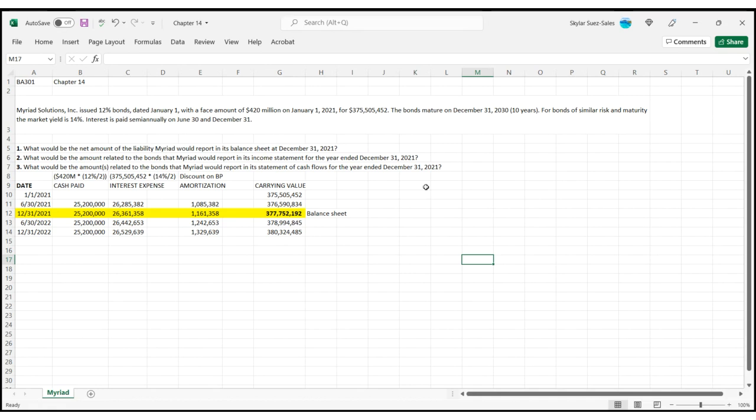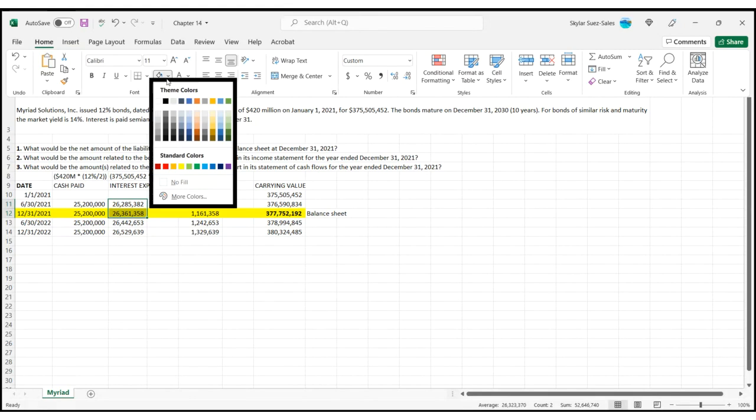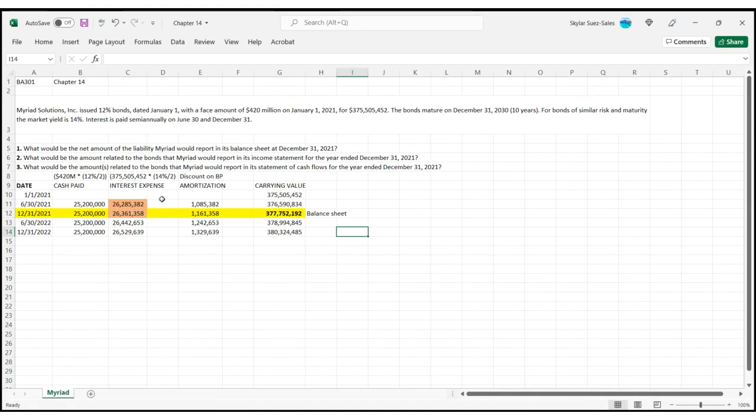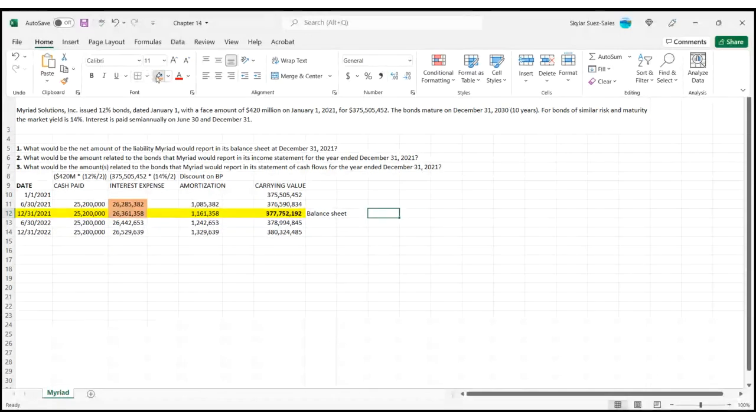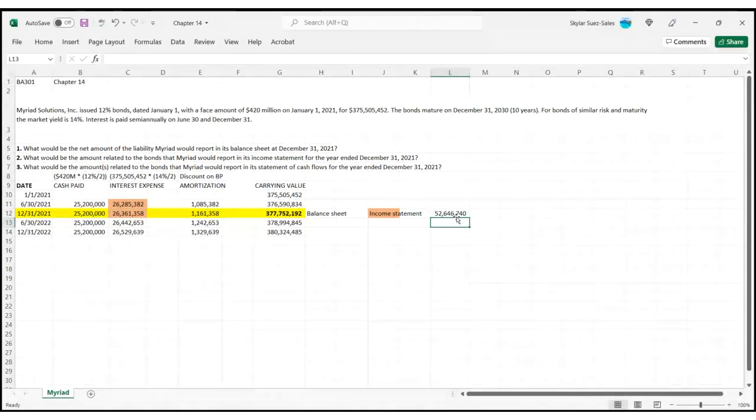Is it asking for interest expense? Right, so it will be the interest expense for 2021. So we only have two amounts to report. So the total, but I don't want to insert anything. The total of these two amounts, so I just want to put it in a different color so that we know that this will go to the income statement, right? So this is income statement. So it will be the total of these two amounts, all right, as interest expense.